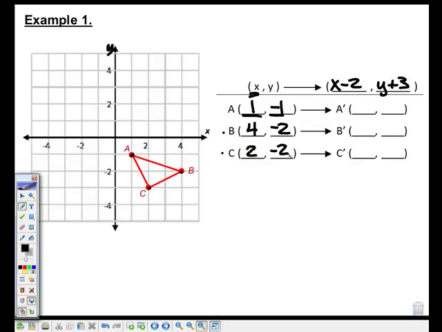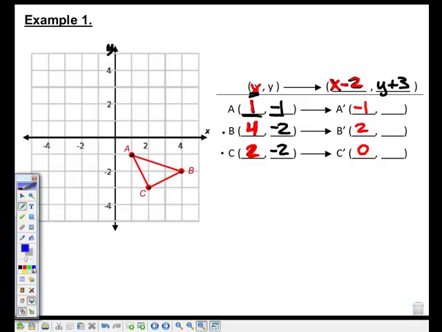If we go through now and look at taking each one of these coordinates, the first part of the rule says whatever x is, and x being the first values, that's the 1, the 4, and the 2, we're going to subtract 2 from those numbers. Now the 1 minus 2 will give us negative 1, the 4 minus 2 is going to give us 2, and this 2 minus the 2 is going to give us 0.